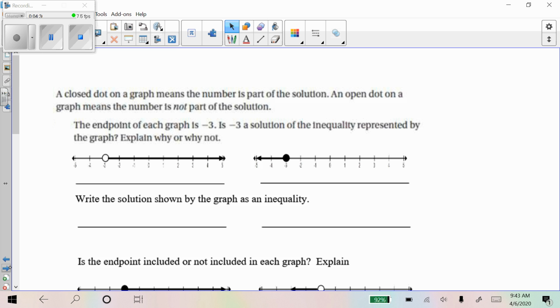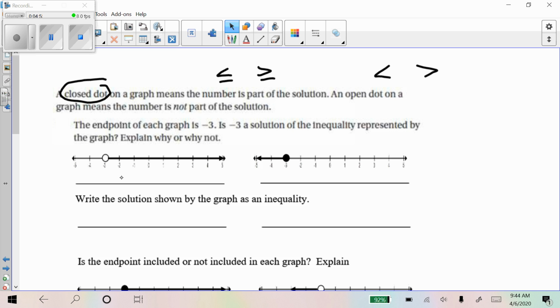Okay, now we're just going to review graphing. Remember that a closed dot on a graph means that the number is part of the solution. So that would be when you're using like less than or equal to or greater than or equal to. An open dot is not part of the solution. So you're going to use an open dot when you have a less than or a greater than.